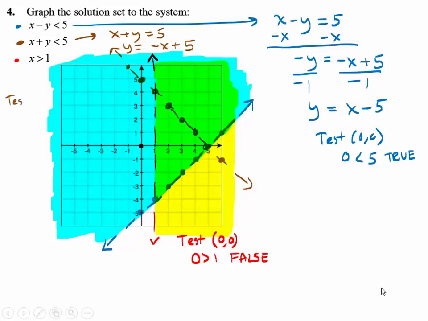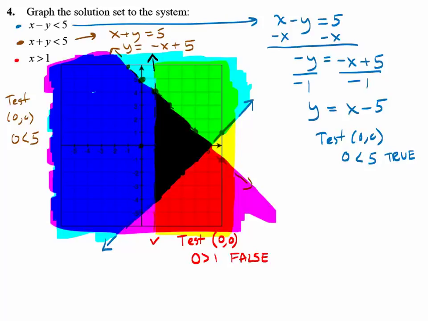So dashed line coming through, and 0, 0 is a good one to test. So let's test 0, 0 again. And again, a lot easier to test 0 because you're just comparing the two. 0 is less than 5. Yeah, that's true. Okay, cool. So that means it's going to shade this way. Again, the final answer is that little dark area right there in the middle, that little triangle.